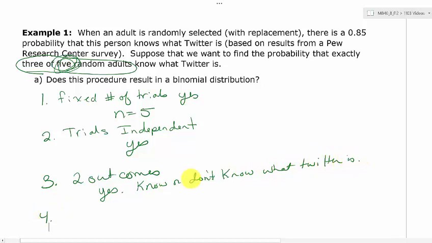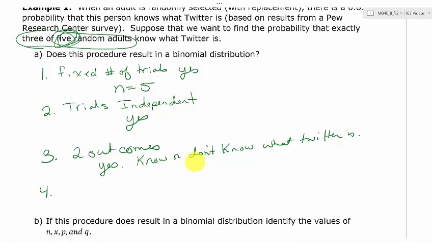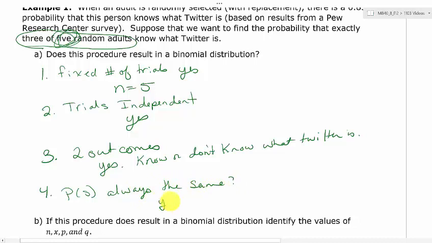And the fourth and last condition that needs to be met is, is the probability of a success always the same? And the answer here is yes also. It's 0.85, and it will stay 0.85 no matter what. This does result in a binomial distribution.